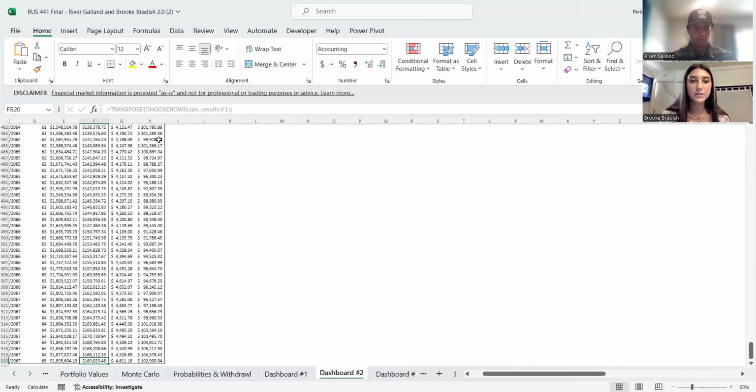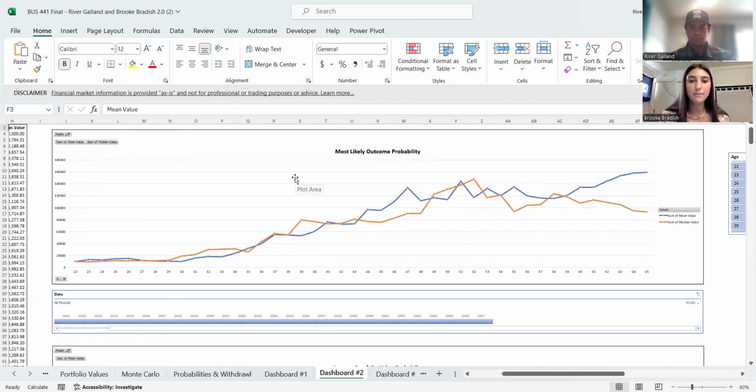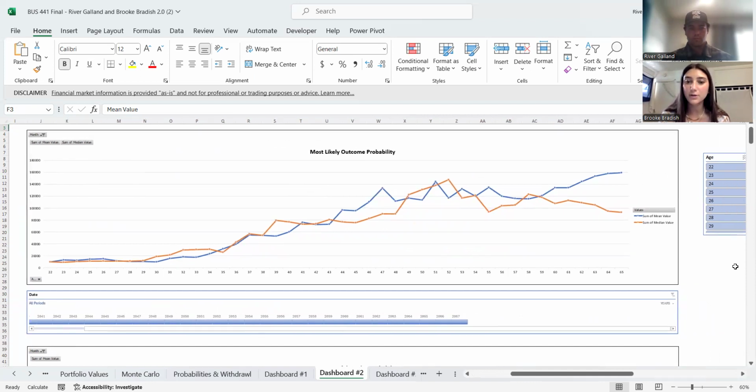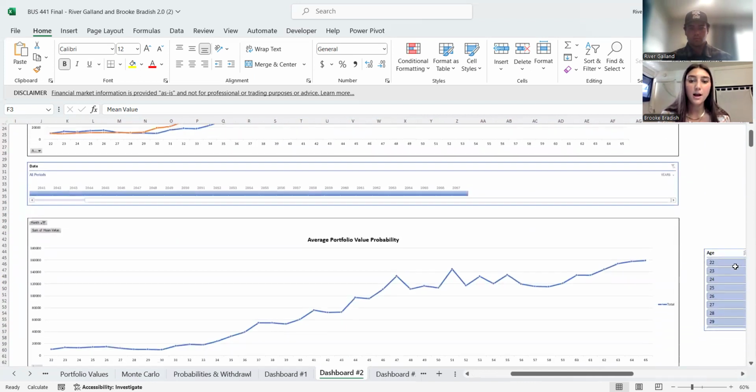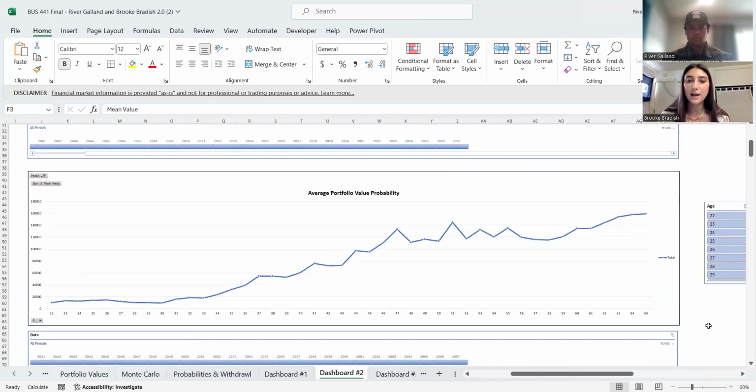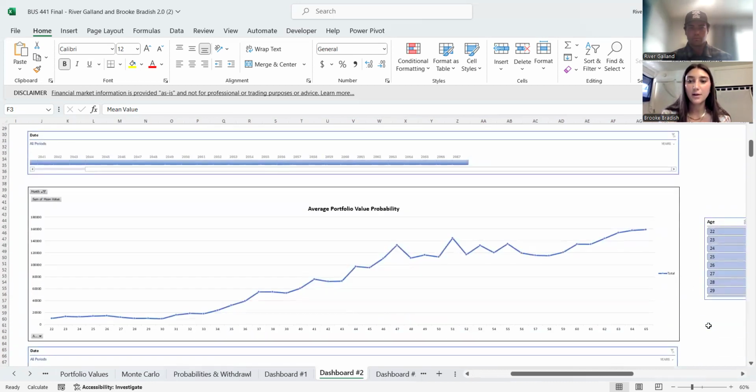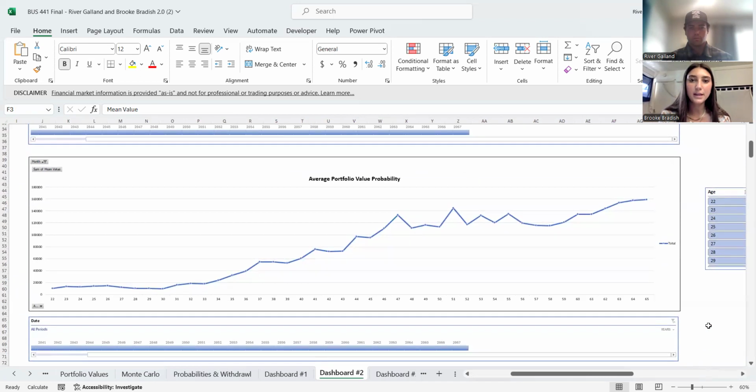For that first graph, we have up there the most likely outcome probability. And we decided to use the median and mean value just to show you 2 different values and outcomes that you can have. And you can see at the time that you're 65, the probability is pretty fluctuating between your median and mean value.